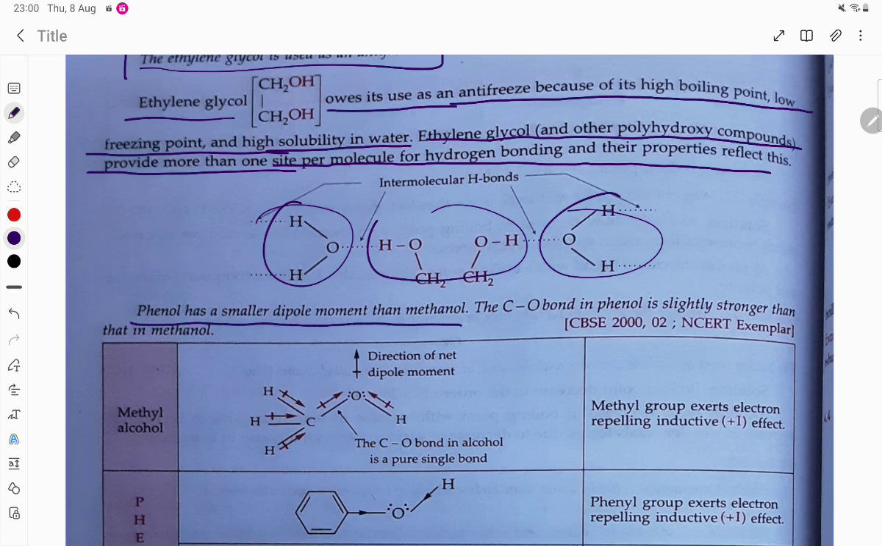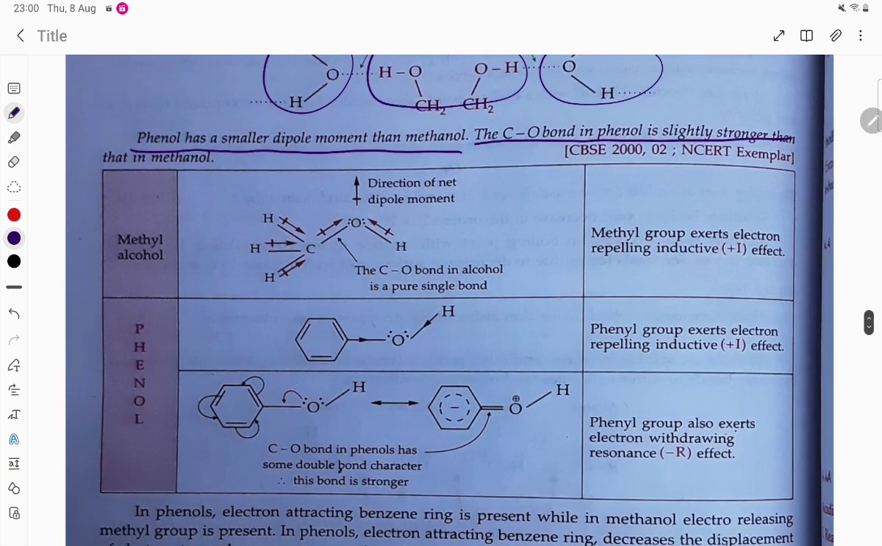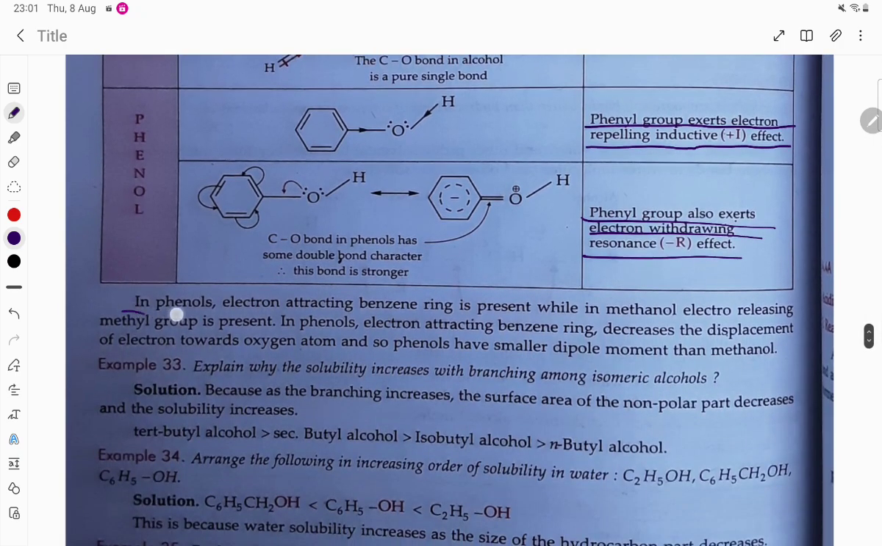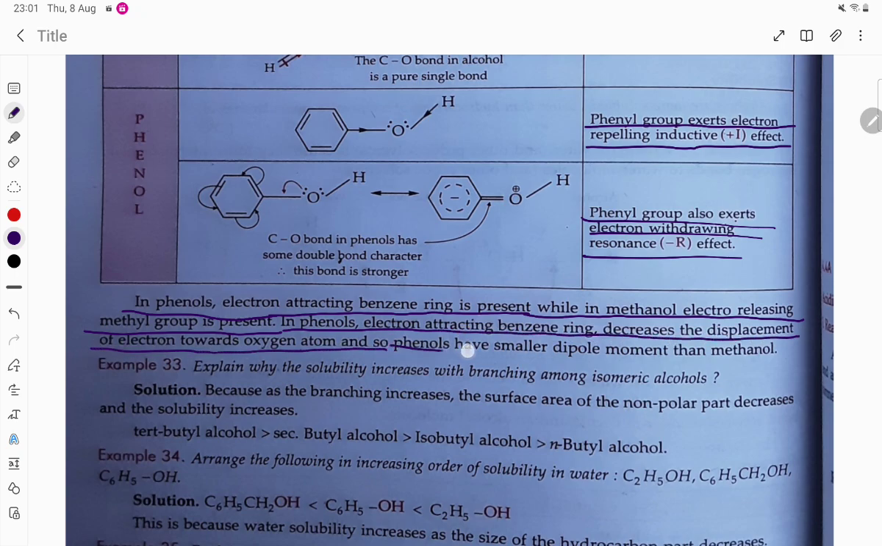Phenol has a smaller dipole moment than what, student? Methanol. The CO bond in phenol is slightly stronger than in methanol. So what is the reason? The methyl group exerts an electron-repelling inductive effect, plus I. The phenyl group also exerts an electron-withdrawing effect due to resonance. So in phenol, the electron-attracting benzene ring is present, while in methanol, the electron-releasing methyl group is present. In phenol, the electron-attracting benzene ring decreases the displacement of electrons towards the oxygen atom, and so phenol has a smaller dipole moment than methanol.